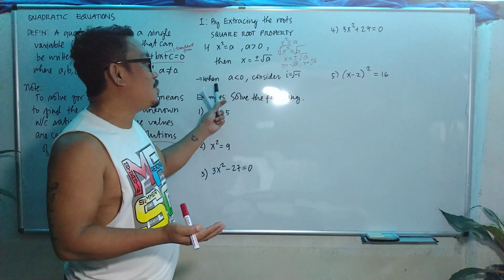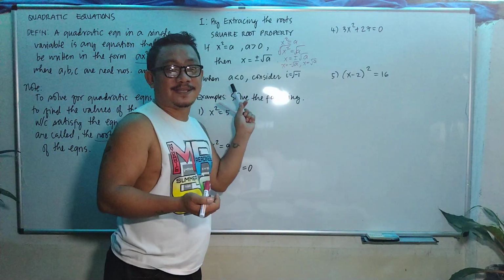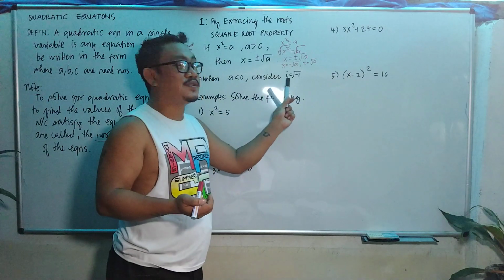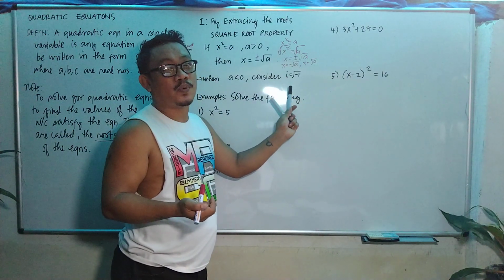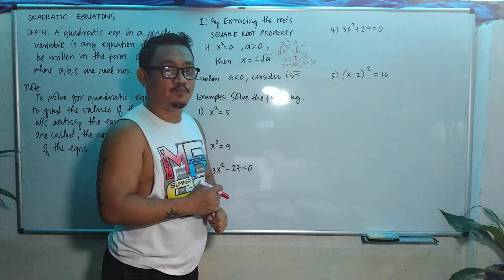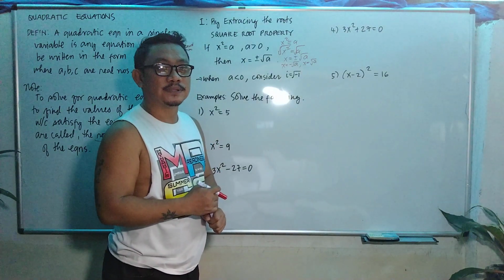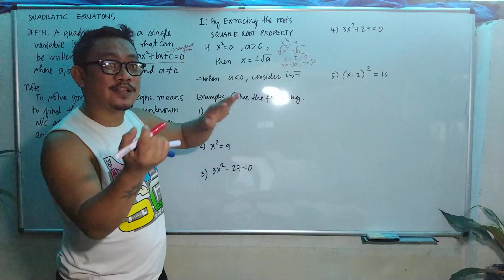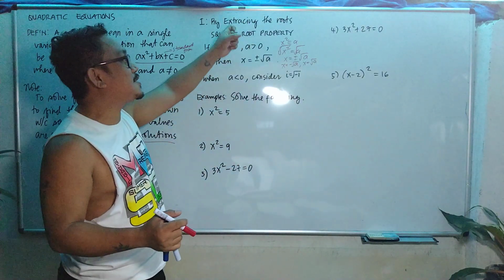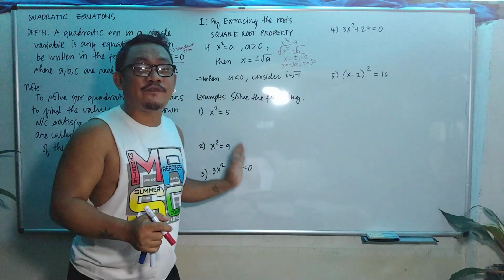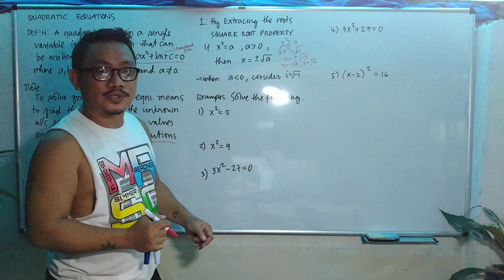Take note that when a is less than 0, meaning negative, then consider the imaginary number i is equal to the square root of negative 1. So, let us begin that with our examples. Okay, i-apply natin siya. The first method is by extracting the roots. So let us solve the following by extracting the roots.